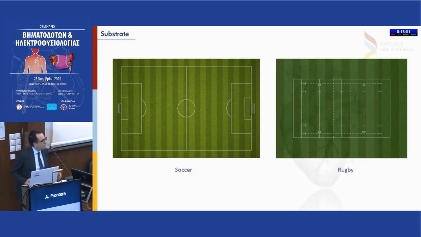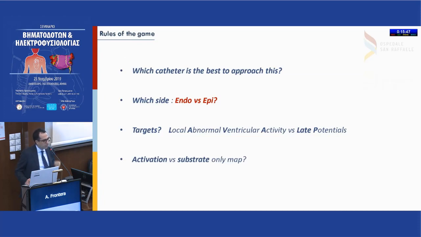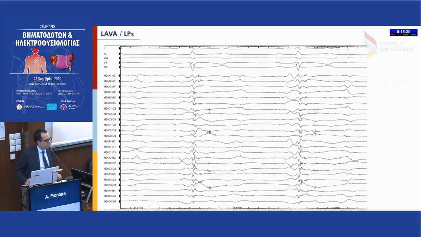And the substrate is like a soccer game or rugby game. So you have to know, and you have to understand the rules. So you have to know which materials, which cutters, what you're looking at. So you always have to ask yourself which is the best catheter, which side I should map, endocardial, epicardial, and then what are the targets, so LAVA or late potentials, and then should I do an activation or a substrate only map? And this is what we do.